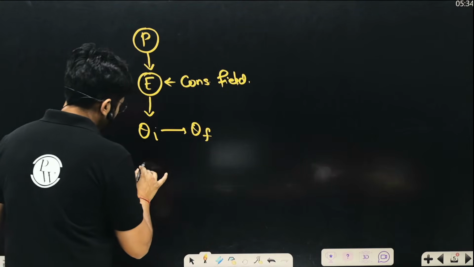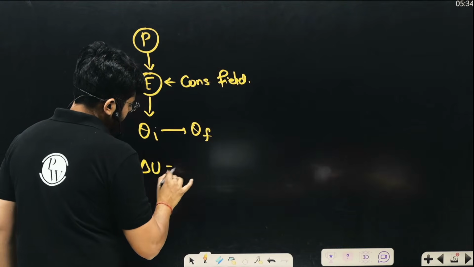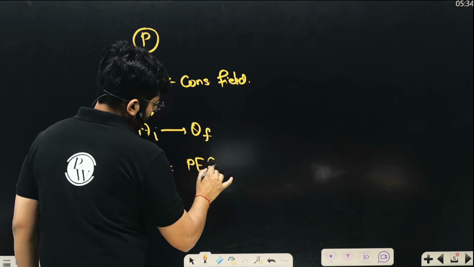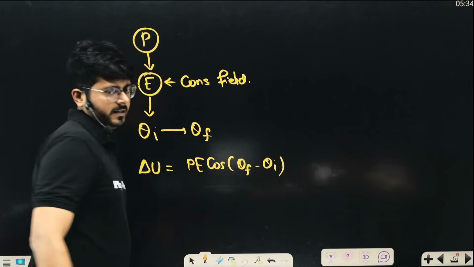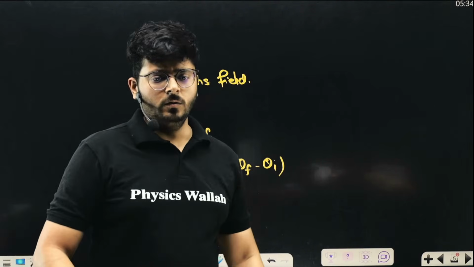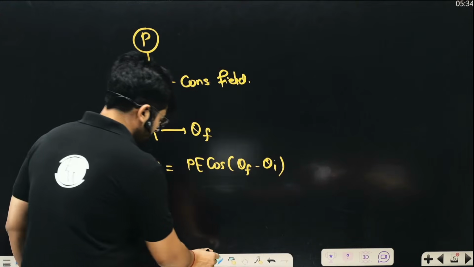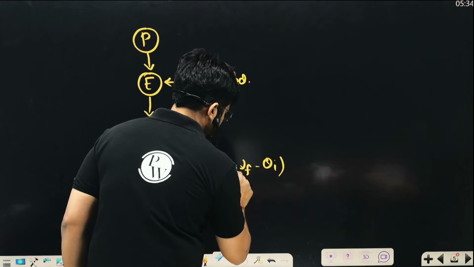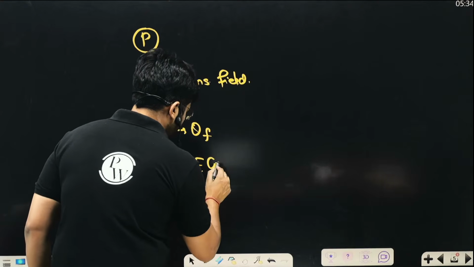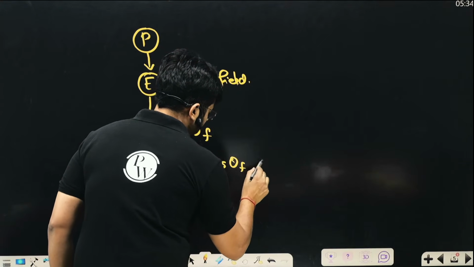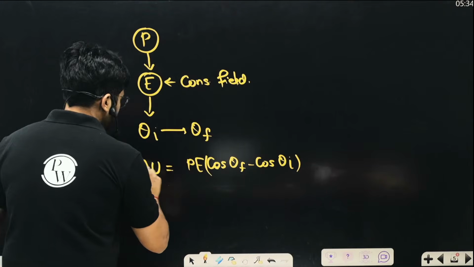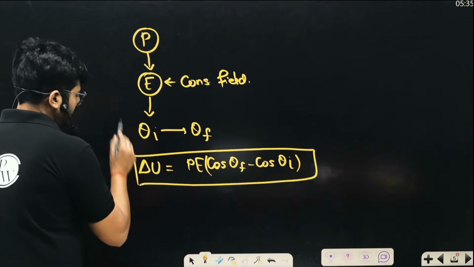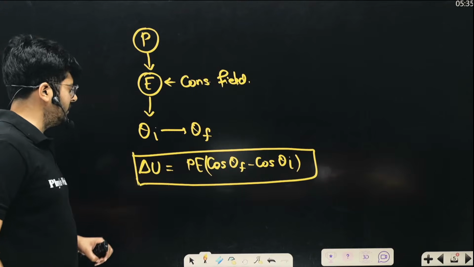Okay, so how much change of potential energy are you going to see? So we can say that it is PE (cos theta F minus cos theta I). I hope the idea is very clear, right? We can write it in this format: PE (cos theta F minus cos theta I). I hope this is good, right? We can simply move on with this particular format. This is the change of potential energy.